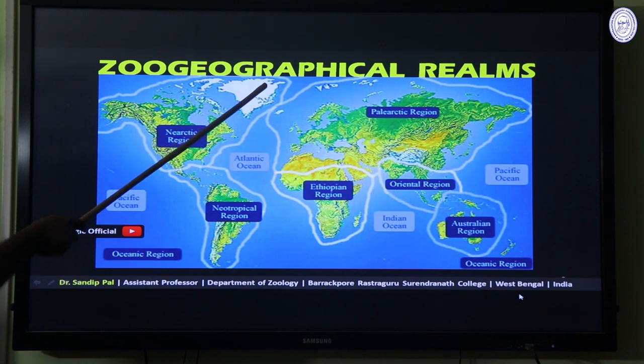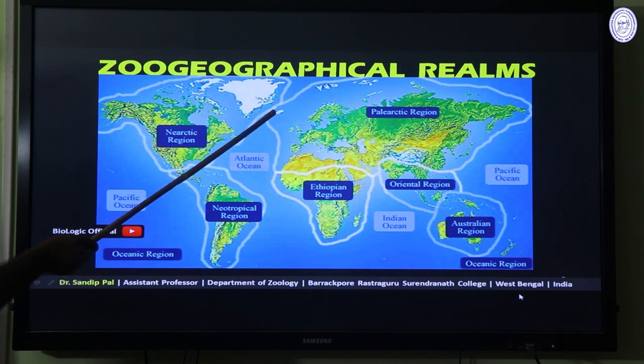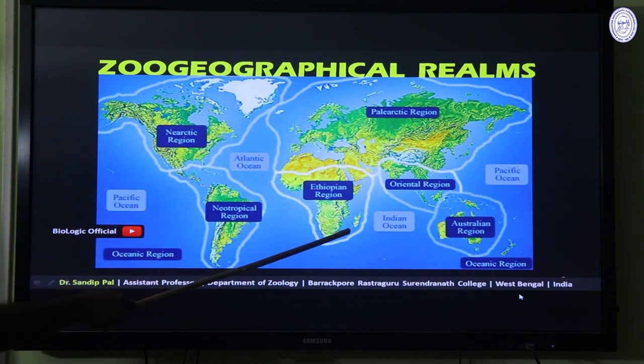And this one is Greenland, and this is Iceland. This particular island beside African continent is Madagascar. This is the fourth largest island in the world.